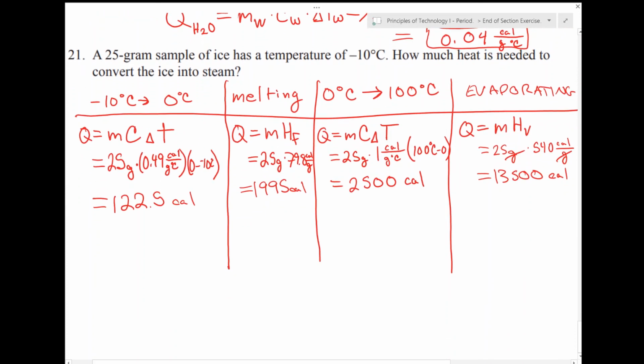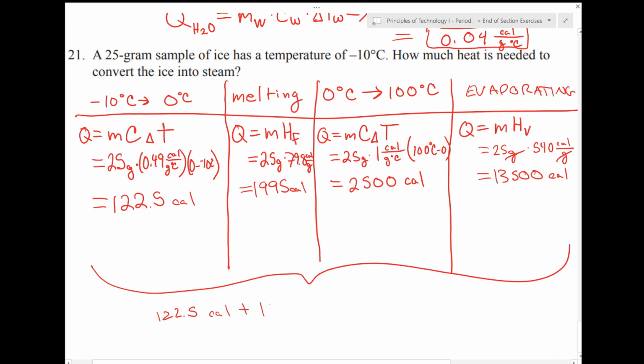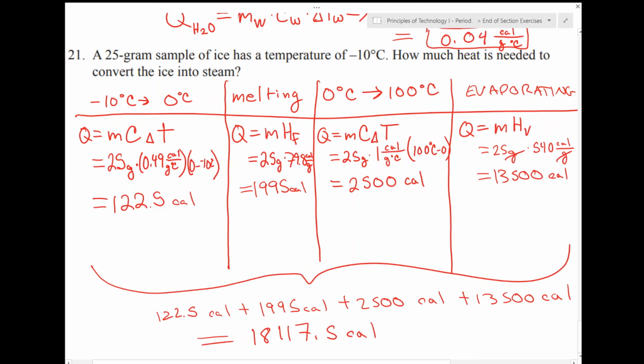Lastly, we want to add those all together to get our total heat. So we have 122.5 calories plus 1,995 calories plus 2,500 calories plus 13,500 calories. And when we add those together, we get 18,117.5 calories in order to change a 25-gram sample of ice to steam.